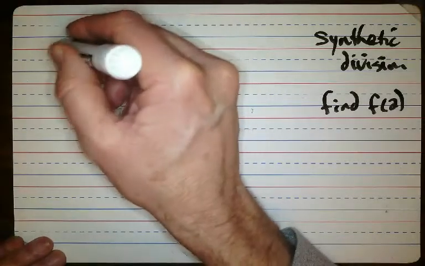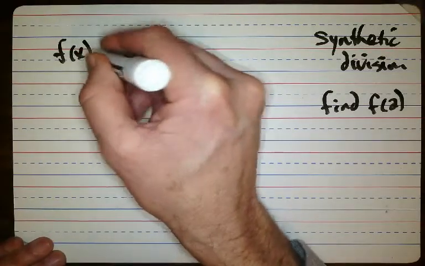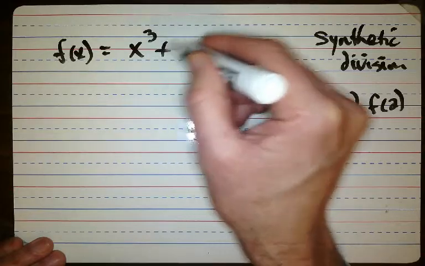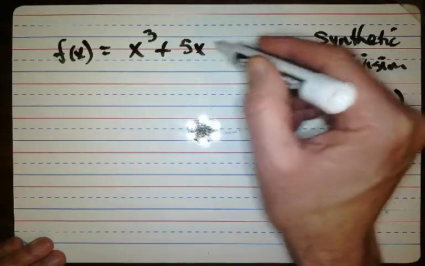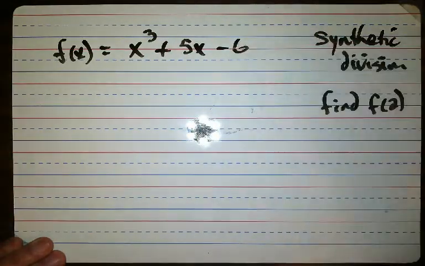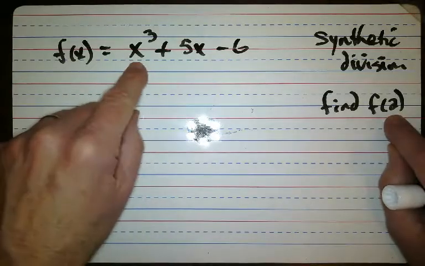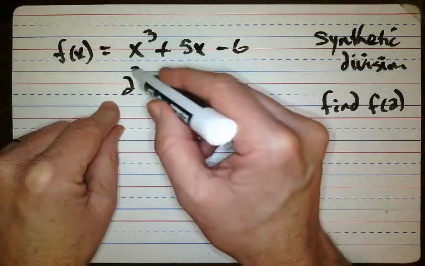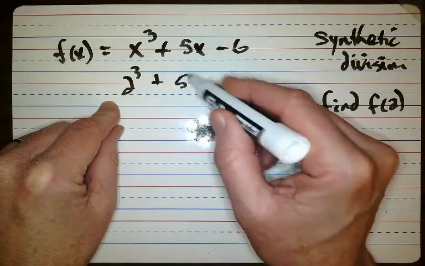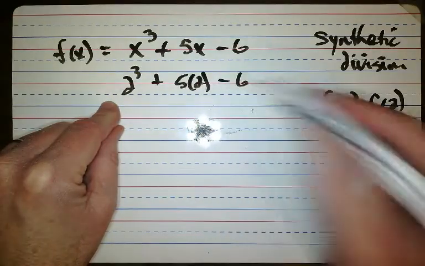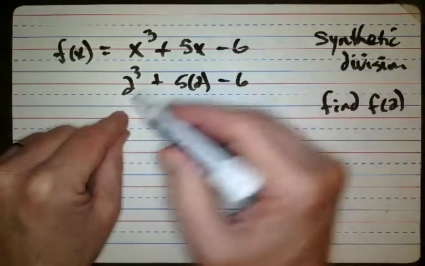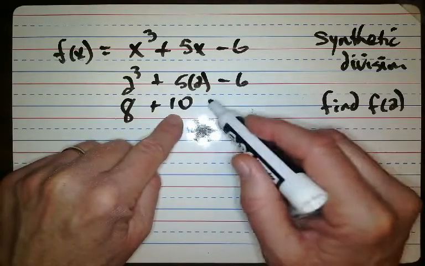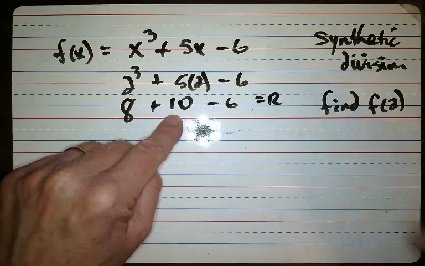If I have a function, all I have to do is plug 2 in here. That would be 2 to the third power plus 5 times 2 minus 6. Right? That would be 8 plus 10. That's 18 minus 6. That'd be 12.